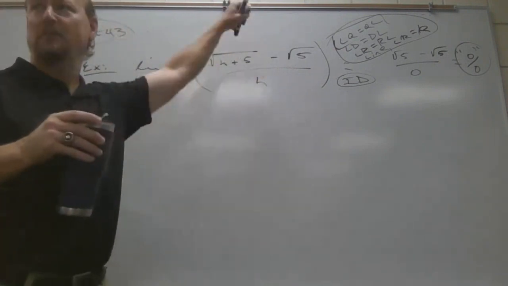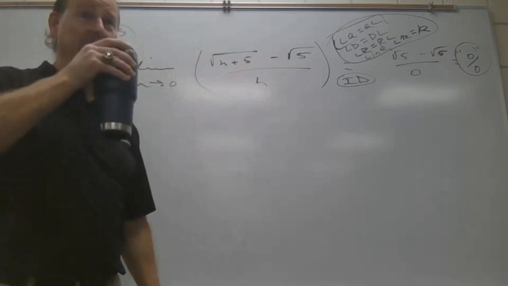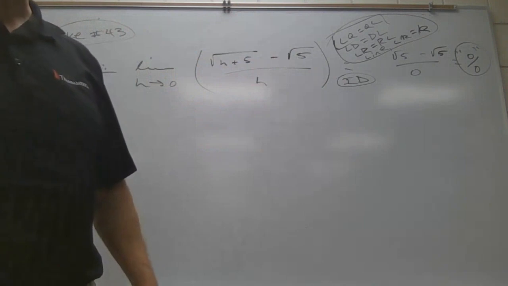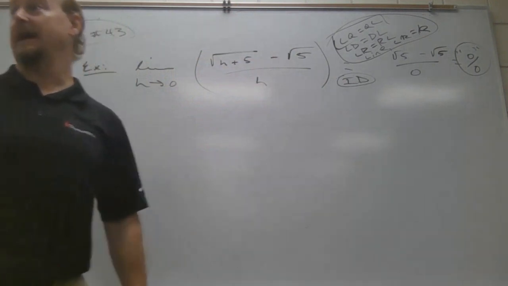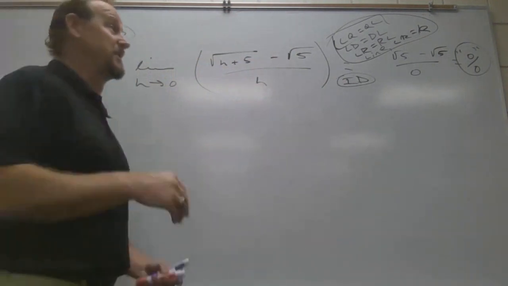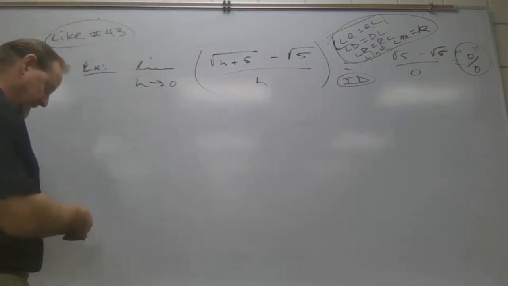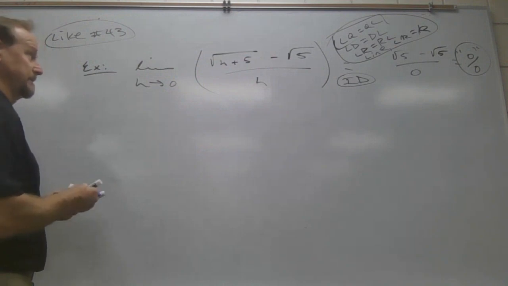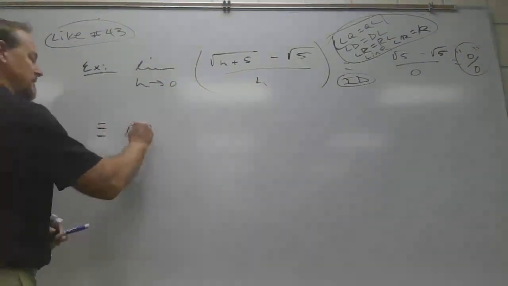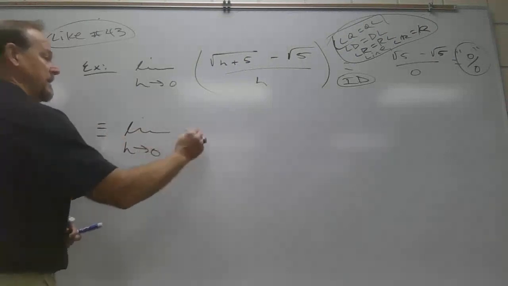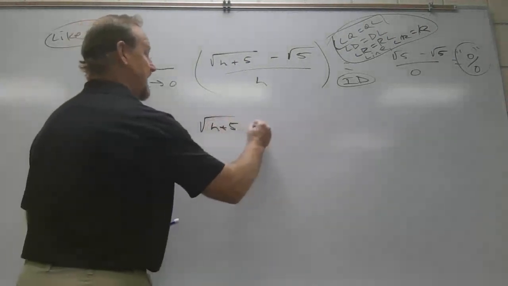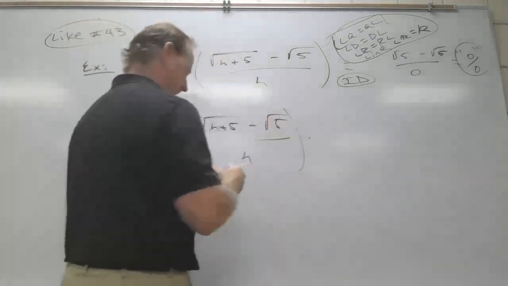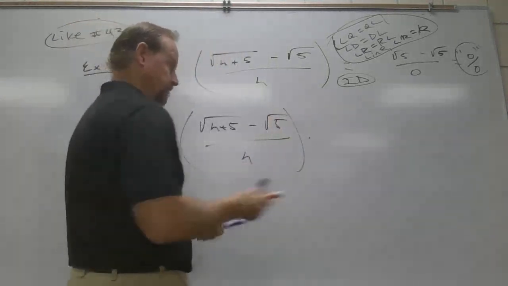This is a fraction, right? It's top over bottom. What can you do to fractions legally, mathematically equivalent? Multiply top and bottom by the same thing, or divide top and bottom by the same thing as long as it's not equal to 0. So I do need to multiply top and bottom by the same thing. So this is equivalent to the limit as h approaches 0 of the square root of h plus 5 minus the square root of 5, all over h, and then times, I'm going to multiply it by something.